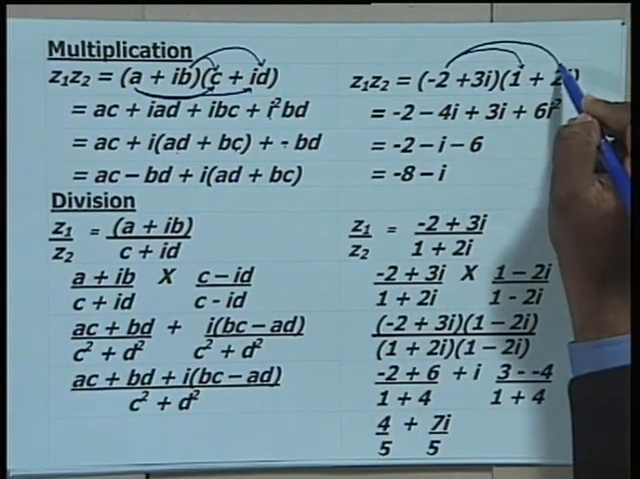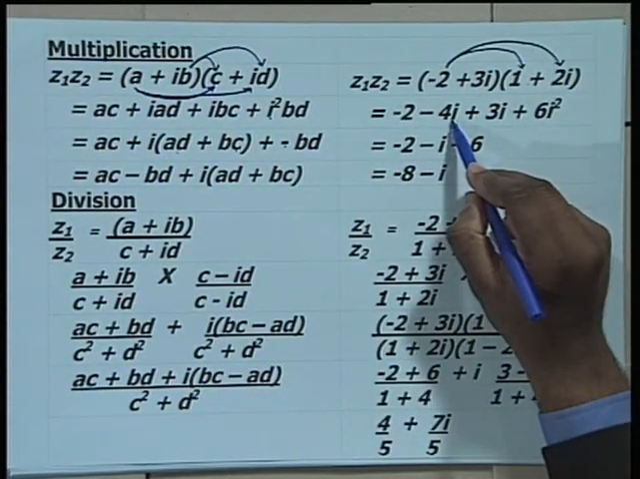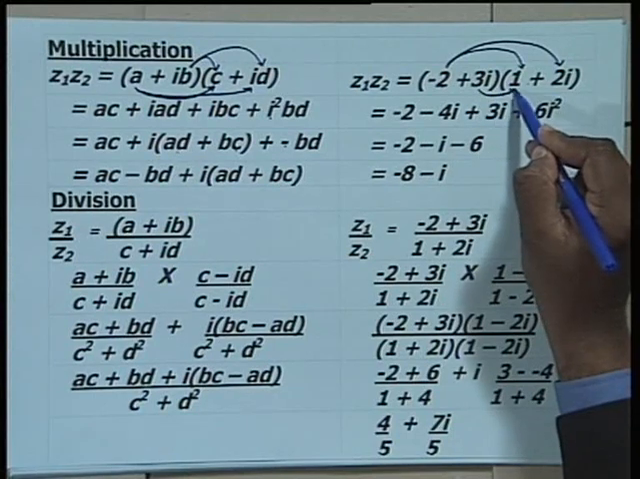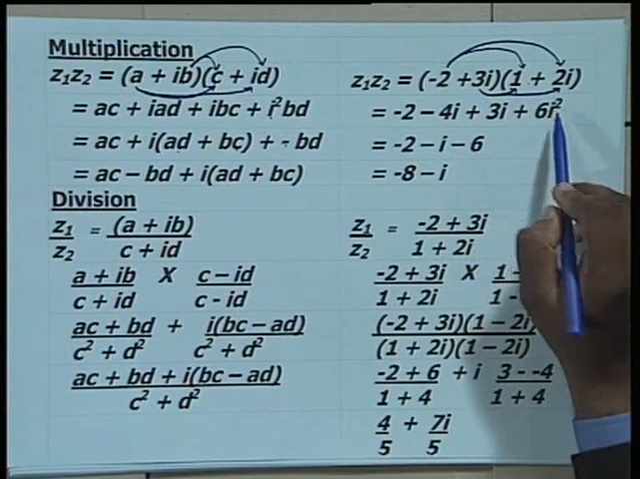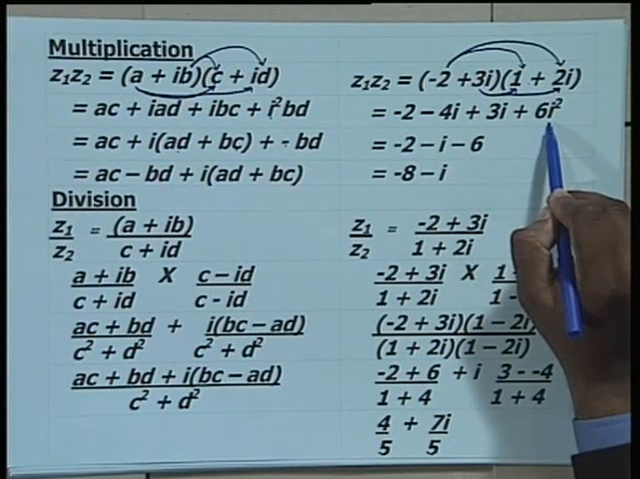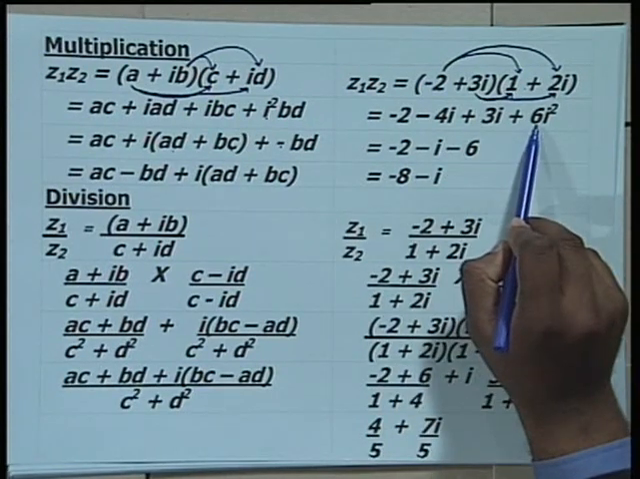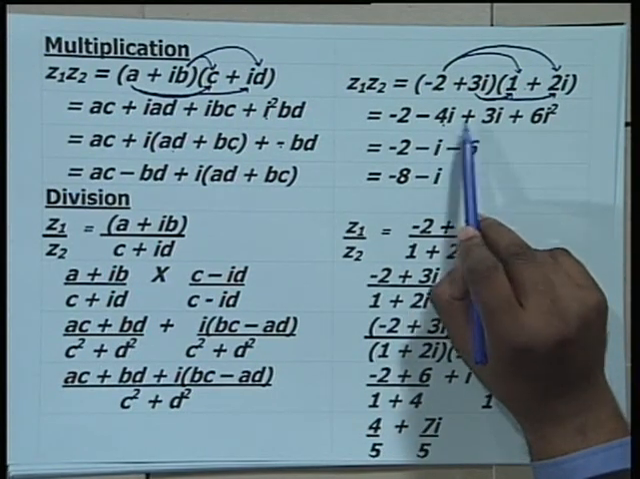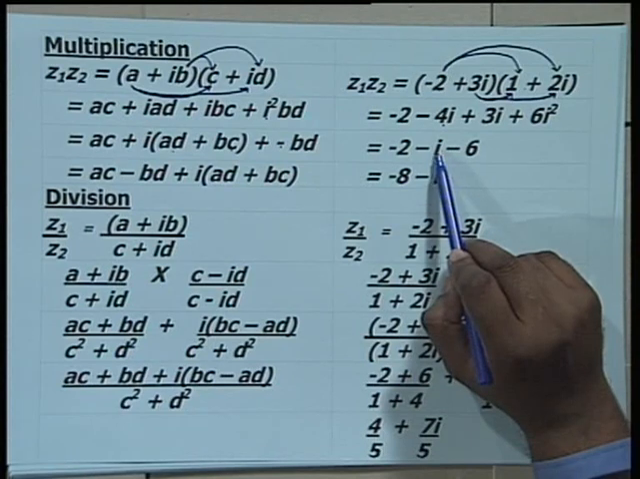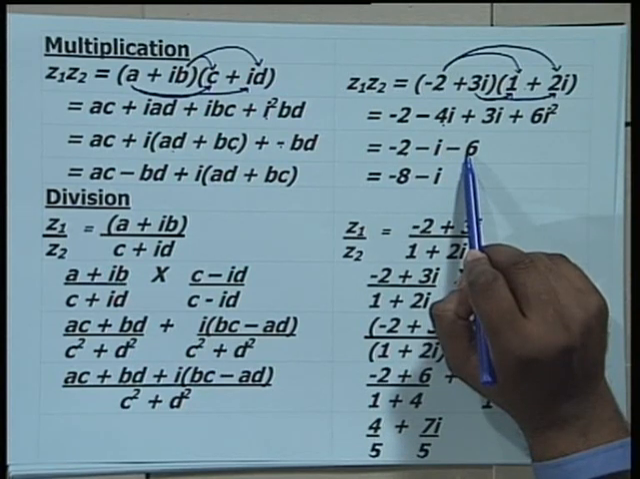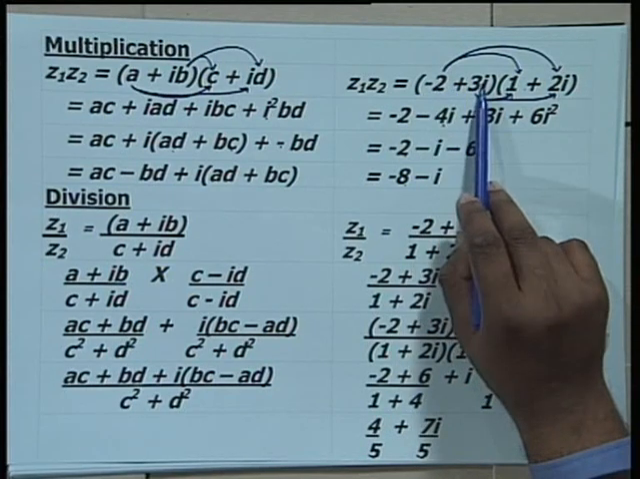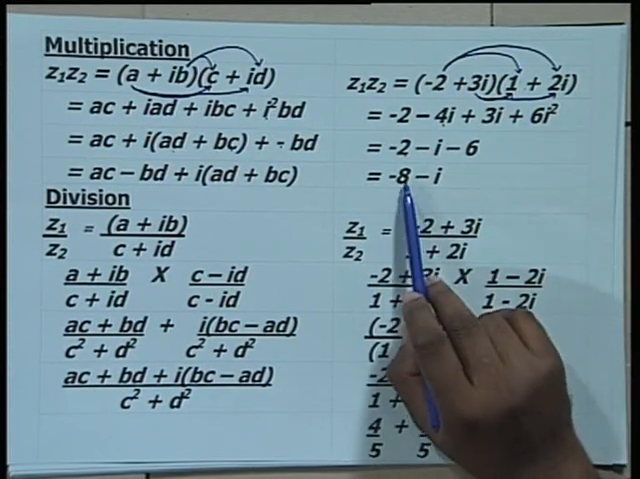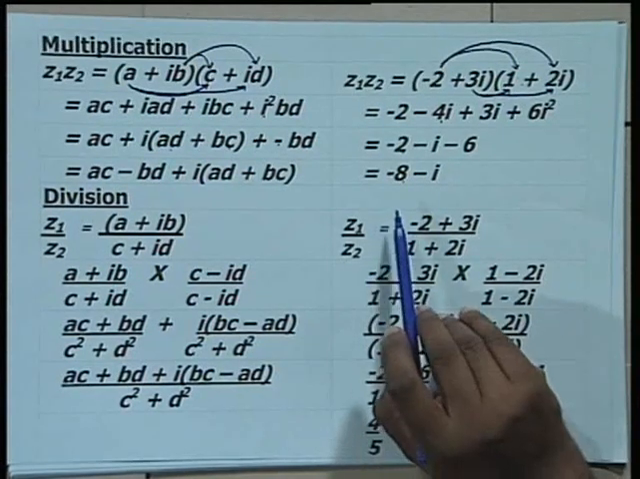Minus 2 times 2i, we obtain minus 4i. 3i times 1, we obtain 3i. 3i times 2i, we obtain 6i squared. i squared, remember, is minus 1, so that we have minus 6. Minus 4 plus 3i gives us minus i. Minus 2, minus 6, minus 8, minus i. So, the product of minus 2 plus 3i and 1 plus 2i is minus 8 minus i.